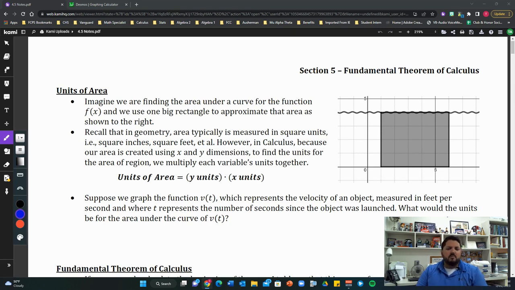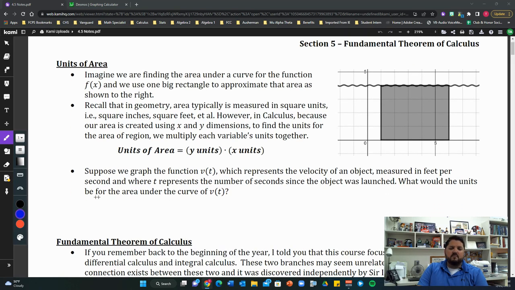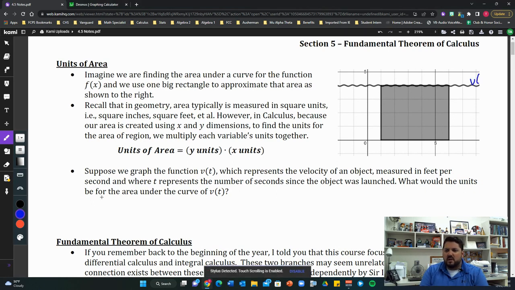For example, suppose we graph the function of v of t. So let's say that this squiggly graph represents the graph of the function v of t, or velocity. So it's the velocity of an object, and the units for velocity are being measured in feet per second. Well, that would mean that the y direction, so when I have a rectangle that is 4 units tall in this direction, the units of that dimension are feet per second.